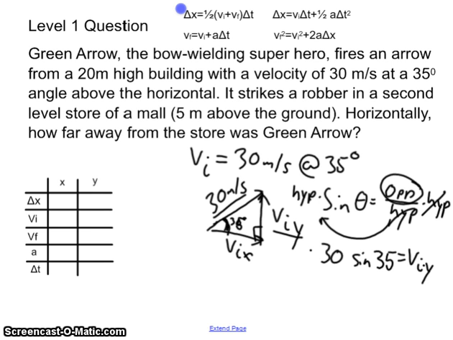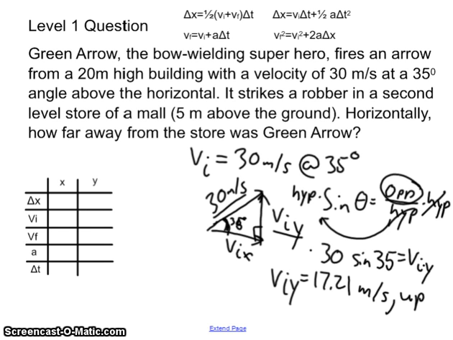What we will need to do is figure this out by plugging it into our handy-dandy calculator, and when we do that, we get a value approximately 17.21. So that's our initial velocity in the y, approximately 17.21 meters per second, and that's upwards.